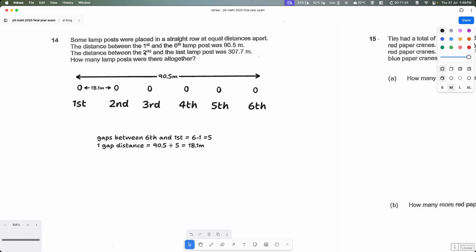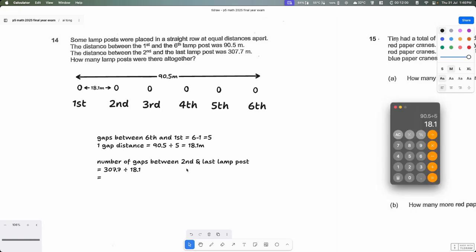Then the distance between the second and the last lamppost was 307.7 meters. So the number of gaps between the second and last lamppost is equal to 307.7, and then we divide it by 18.1. Okay, and then we can use the calculator.